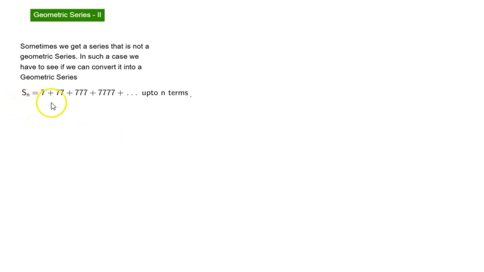S sub n is equal to 7 plus 77 plus 777 and so on up to n terms. Now, how do we figure out this? Pretty straightforward. We can just keep adding it up. But that's not very efficient, so let's manipulate this.